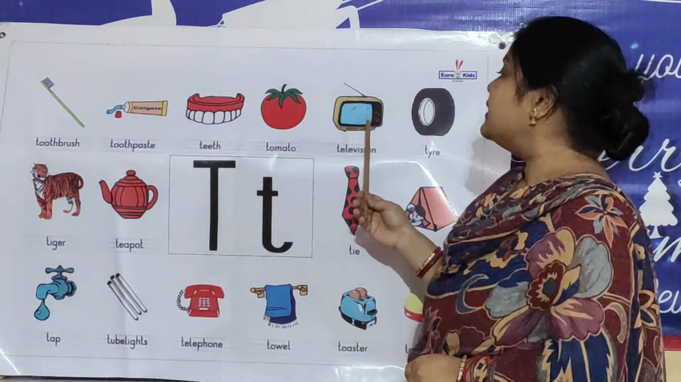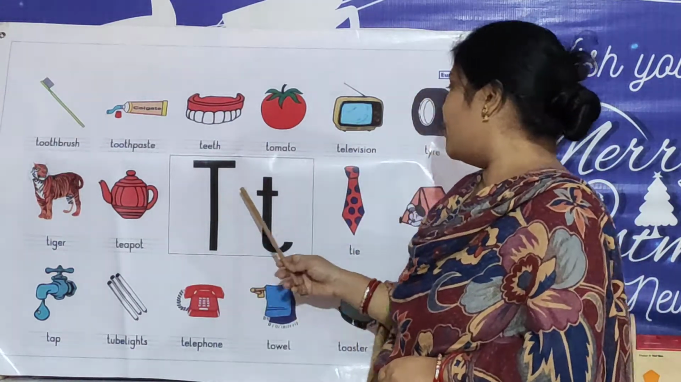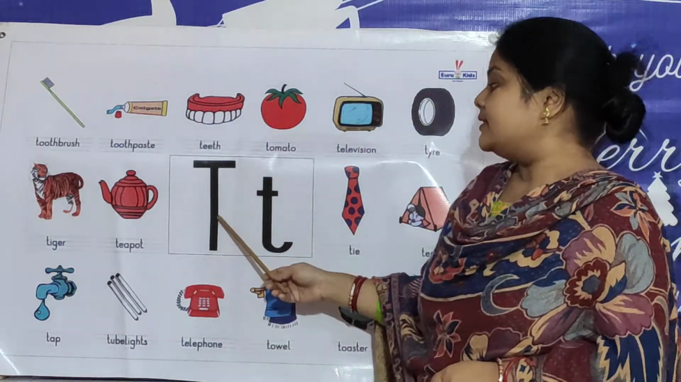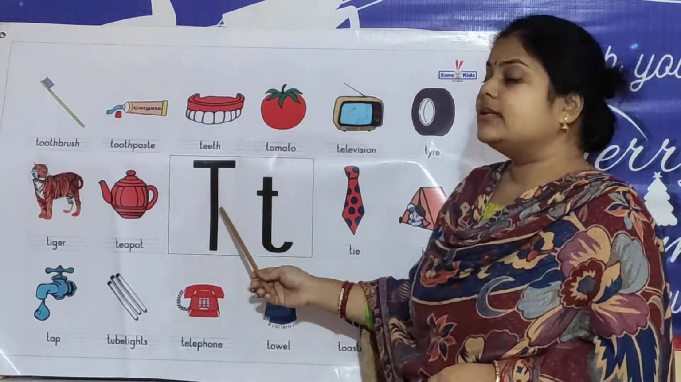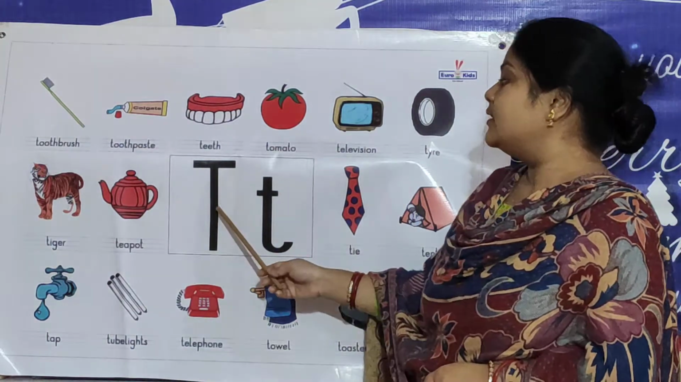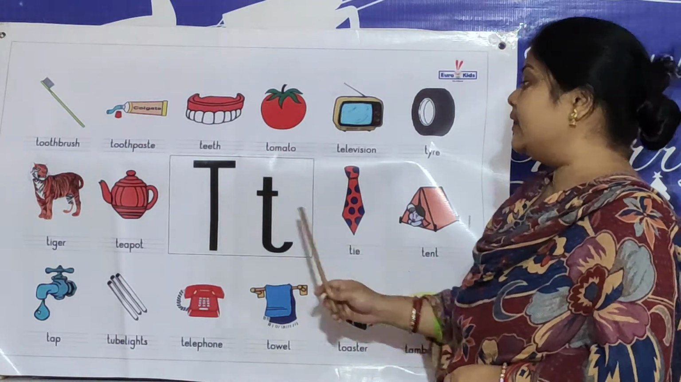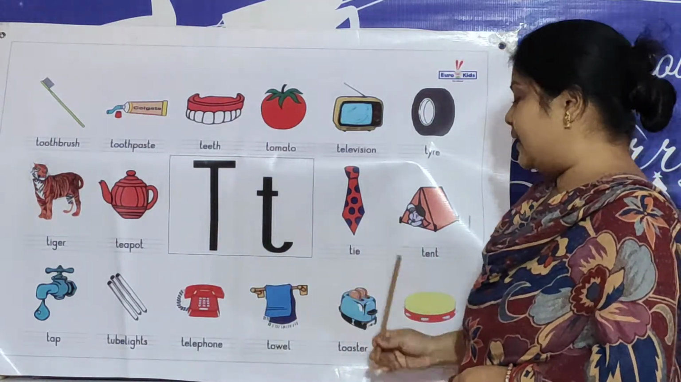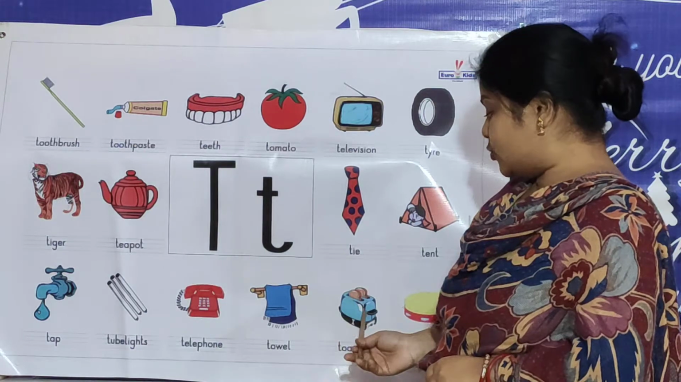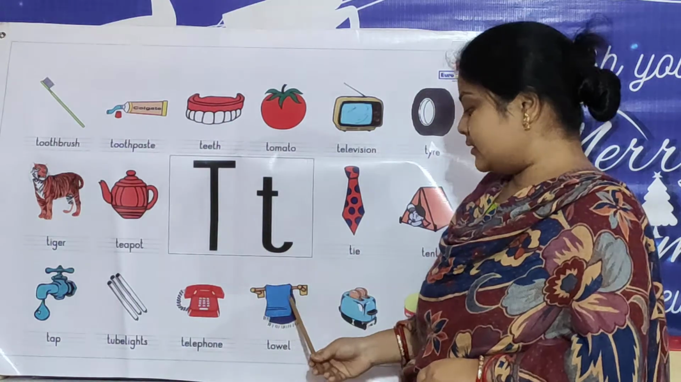T for television. And T for tire. T for time. T for tent. T for tambourine. And T for toaster. T for towel.